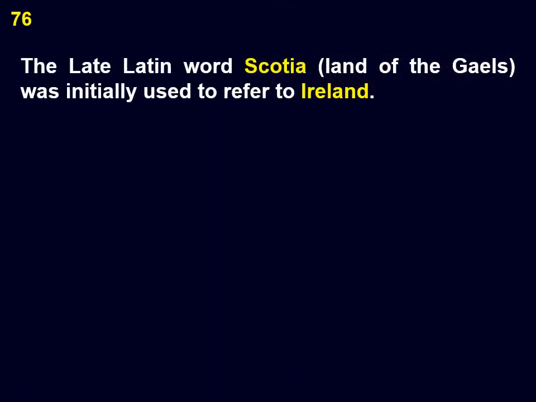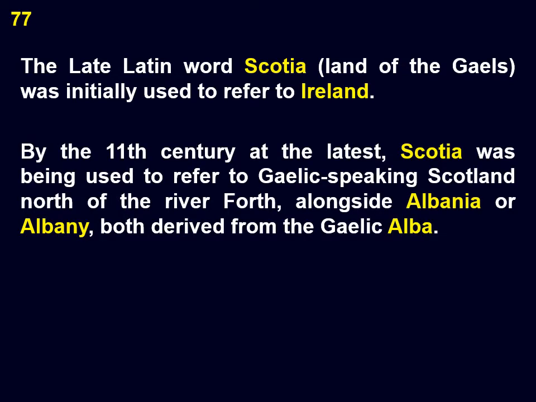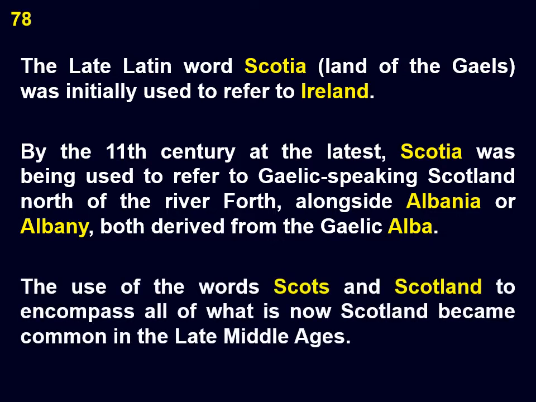The late Latin word Scotia, land of the Gaels, was initially used to refer to Ireland. By the 11th century at the latest, Scotia was being used to refer to Gaelic-speaking Scotland north of the River Forth, alongside Albania or Albany, both derived from the Gaelic Alba. The use of the words Scots and Scotland to encompass all of what is now Scotland became common in the late Middle Ages.